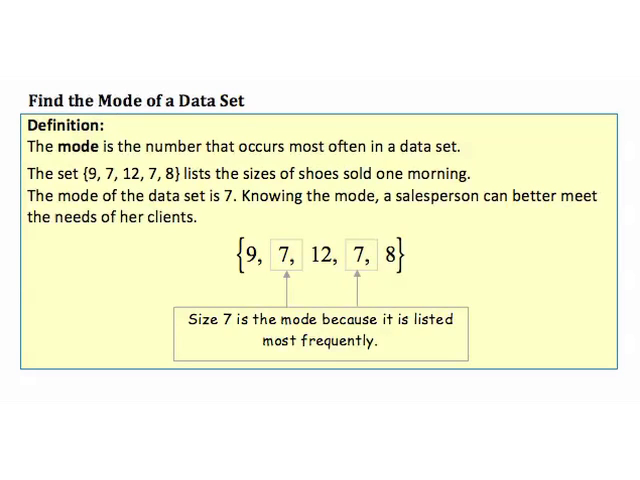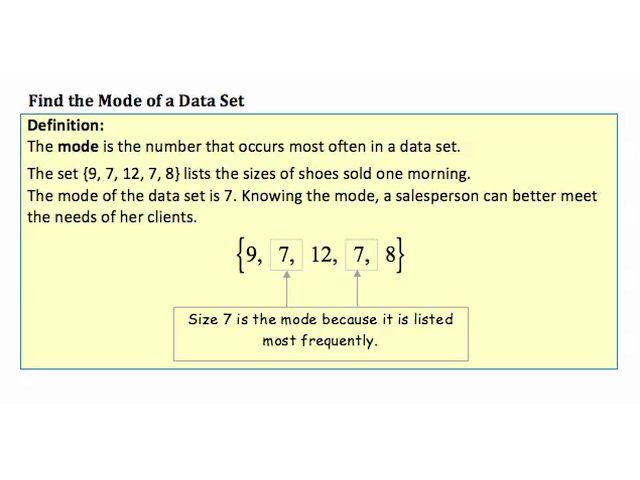Find the mode of a data set. We'll start with a definition. The mode is the number that occurs most often in a data set. For example, the set 9, 7, 12, 7, 8 lists the sizes of shoes sold one morning at a shoe store. The mode of this data set is 7. Knowing the mode, a salesperson can better meet the needs of her clients at this shoe store.